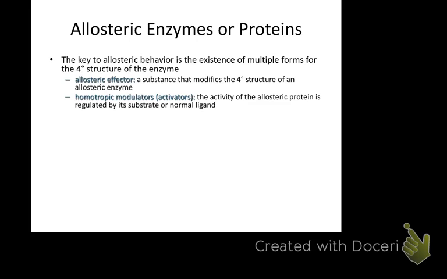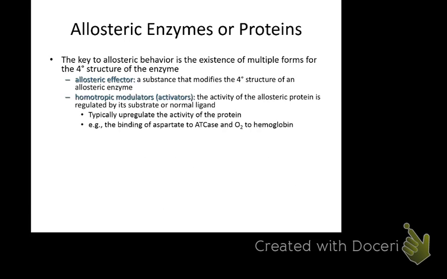Homotropic modulators can be activators, and that's whenever the binding of the normal substrate, which is just the enzyme word for a reactant, it's what the enzyme acts on, or ligand, a ligand just means anything bound. For example, oxygen binding to hemoglobin. That first one upregulates or activates it to make it more likely for the second one or the activity to occur. So usually we're talking about things that are upregulating.